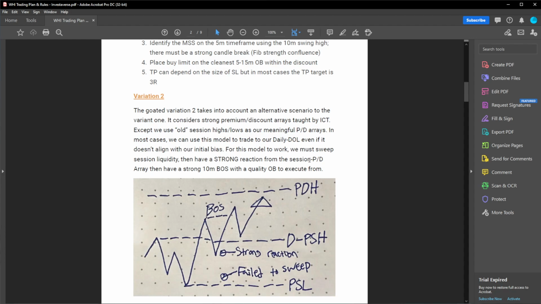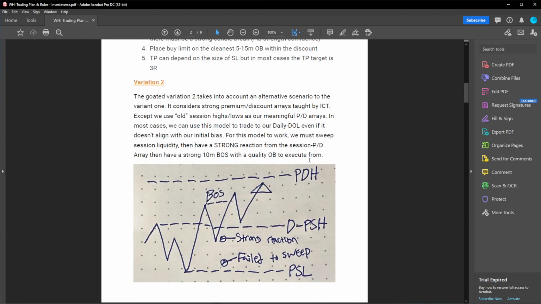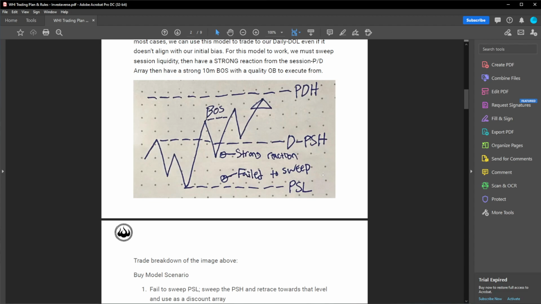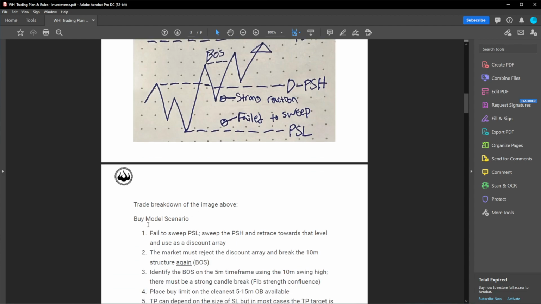For this model to work, we must first sweep a session liquidity, then have a strong reaction from the session PD array, then have a strong 10-minute break of structure with a quality order block to execute from. So take a quick look at the picture here. I'll try to explain it as best as I can. If we look at the buy model scenario, I explained it here.